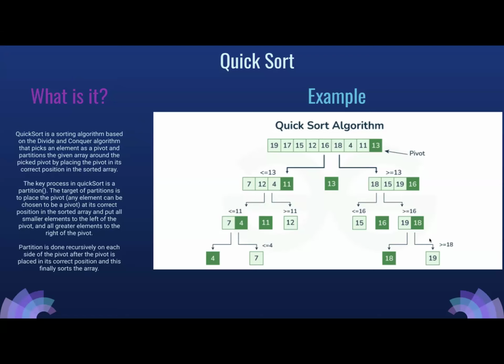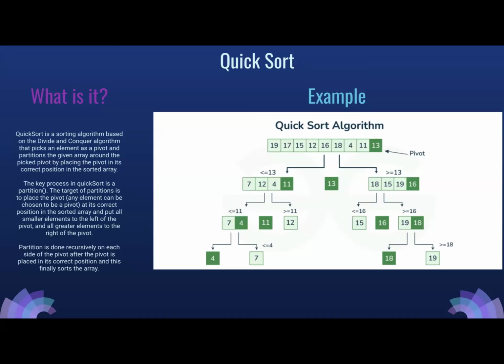Quicksort. It is another divide and conquer algorithm that picks an element as the pivot and partitions the given array around that picked pivot by placing the pivot in its correct position in the sorted array. Just a heads up, when it comes to the pivot, more than half the time, they will tell you what they want you to use as the pivot. Otherwise, you are free to use whatever you would like as the pivot in any of the problems, all right?